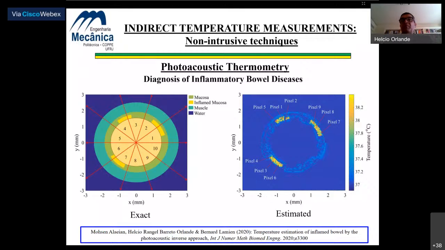Although not related to cancer treatment, we also solved the inverse photoacoustic thermometry problem as an auxiliary tool for the diagnosis of inflammatory bowel diseases. In this case, both the laser and the acoustic transducer are located at the tip of a shaft that rotates inside a catheter, which is inserted in the bowel lumen. And the simulated inflamed regions could be quite well recovered by the inverse analysis, as shown here on the right.